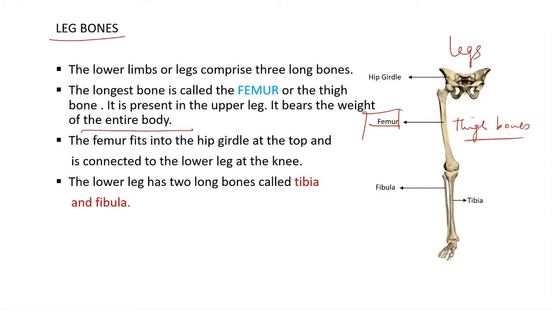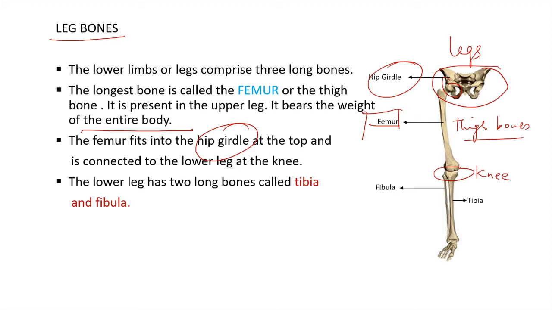The femur fits into the hip girdle at the top and is connected to the lower leg at the knee. So there are two different types of joints with which the femur is attached in your body, to the hip girdle and to the knee.